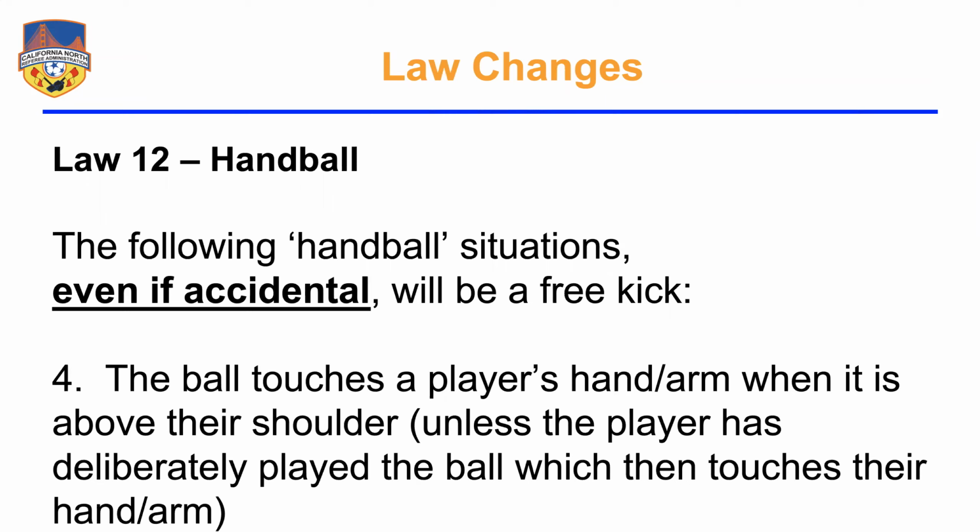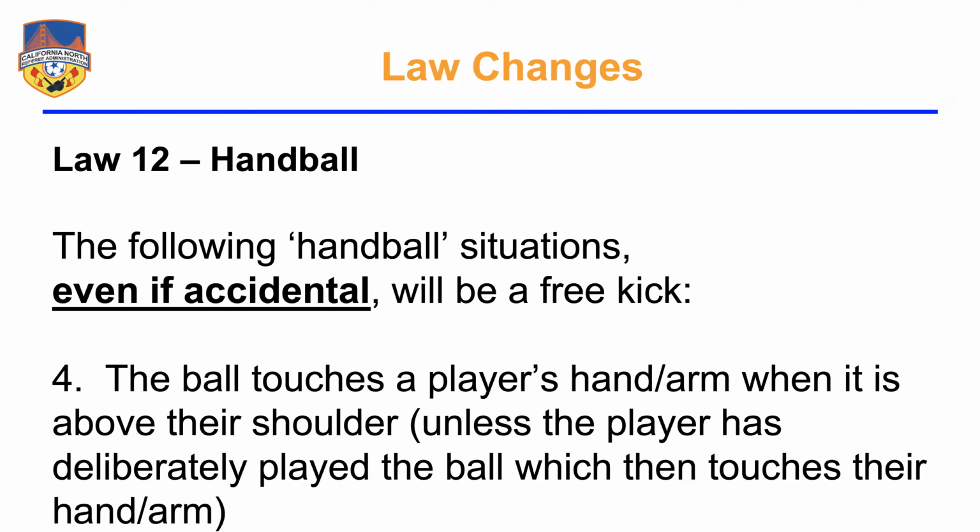And then number 4, if a ball touches a player's hand or arm when above their shoulder, unless it's a player that has deliberately played the ball, which then immediately goes up and hits their arm. That's highly unusual, but I've seen examples where a defender has tried to clear the ball backwards over their head and it hits their arm.